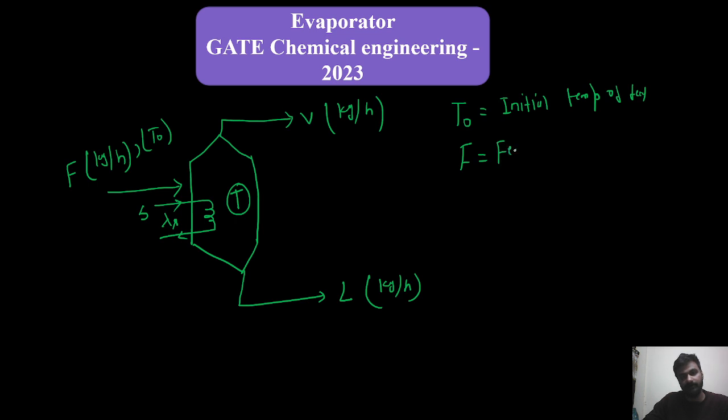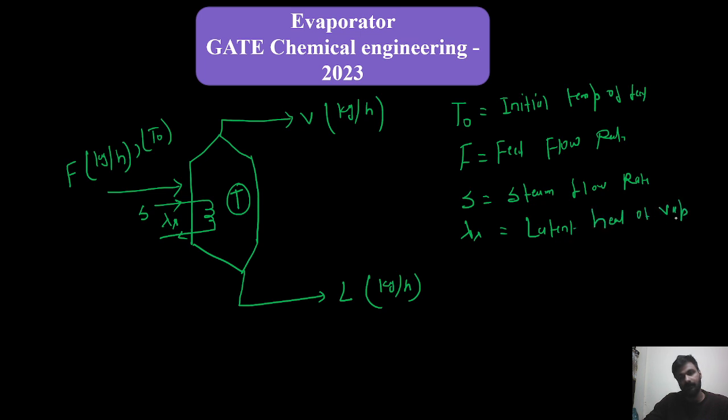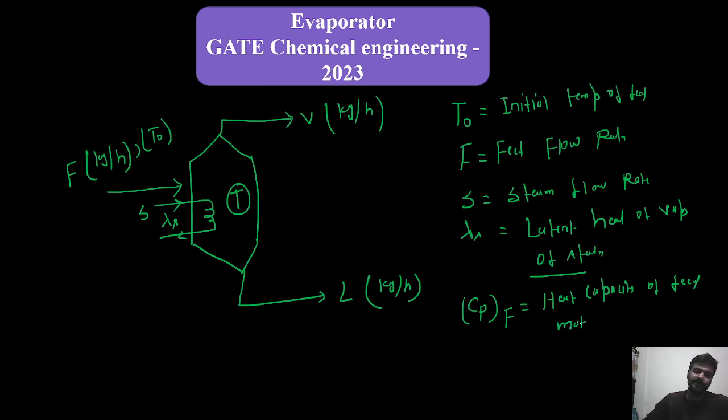F is equal to the feed flow rate, and S is equal to the steam flow rate. Lambda s is equal to the latent heat of vaporization of steam, right? And I am assuming Cp of feed is the heat capacity of the feed material, right? So all these things will be in SI units. The heat capacity is in kilojoule per kg Kelvin, right? Here lambda s will be in kilojoule per kg.